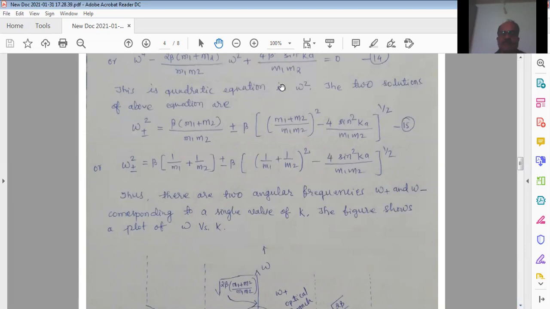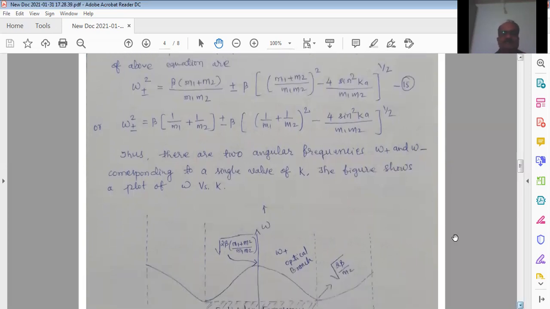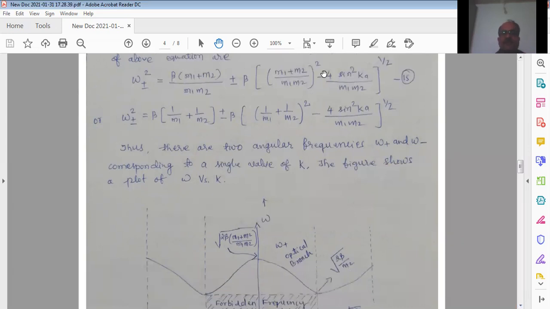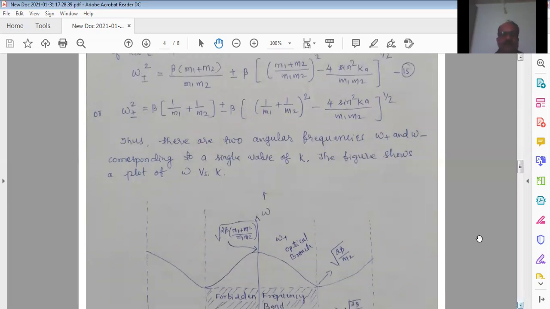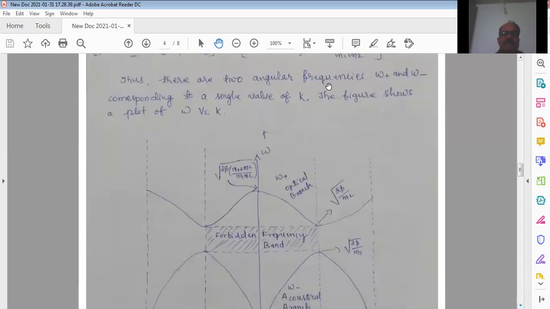In this way, m1 plus m2 divided by m1 m2 can be written like this. Sometimes in some books it is written in this way. This is referred to as a very important relation called the dispersion relation for a diatomic lattice, because it connects omega and k. Since there is omega plus or minus, that shows that there are two angular frequencies, omega plus and omega minus, corresponding to a single value of k.